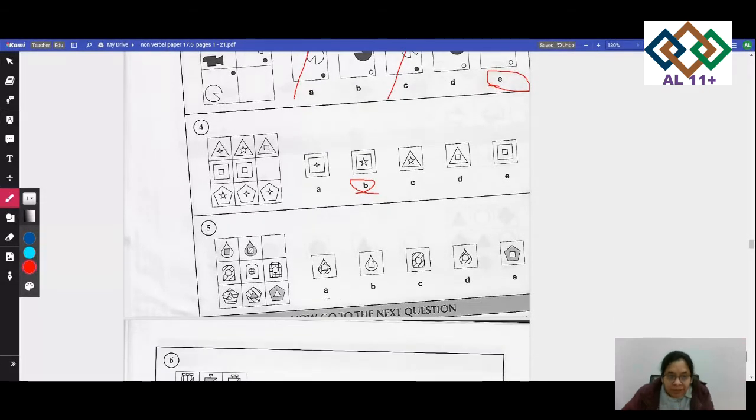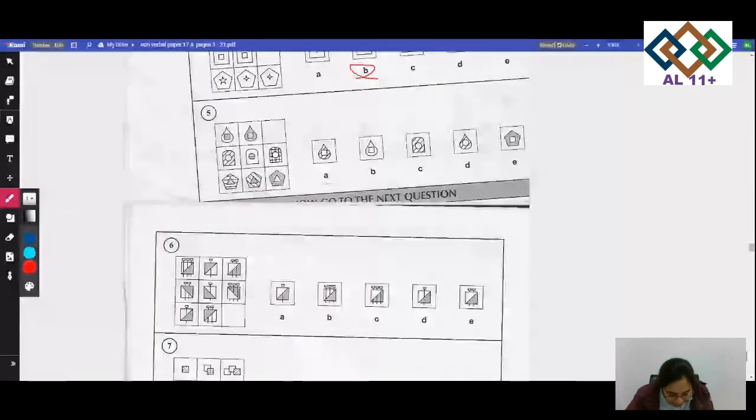So let's do number 5. In number 5, what's happening? Along the row, the inner and the outer shape stay the same. Working from left to right, the shading of the inner shape moves to the outer shape. A new shading appears in the shape. So a new shading comes in. So if you're looking at that, it will be A.